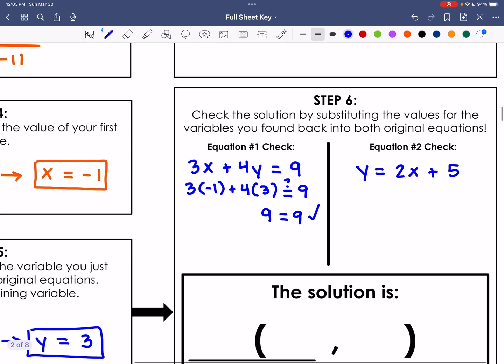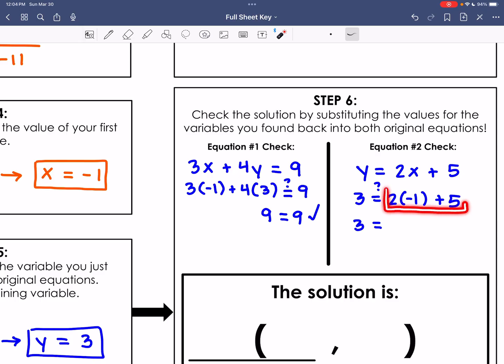Going to our second equation, we're going to substitute 3 for y, -1 for x, and we're just double checking, does this really work out? So 3 is obviously 3. And then again, if your teacher's all right with it, type this into your calculator, see what plops out, hopefully 3. But we can do it in our head. 2 times -1 is -2 plus 5 equals 3. And 3 does in fact equal 3. So that is another true statement.